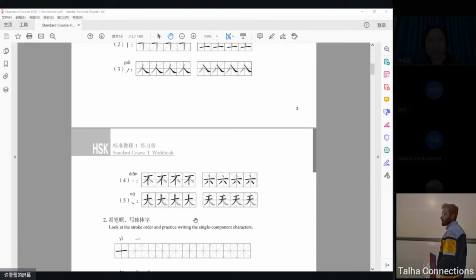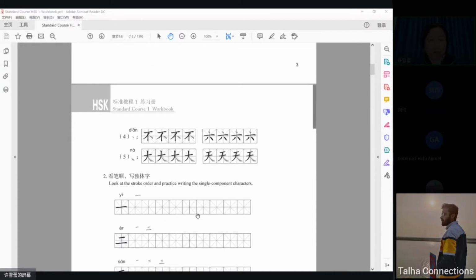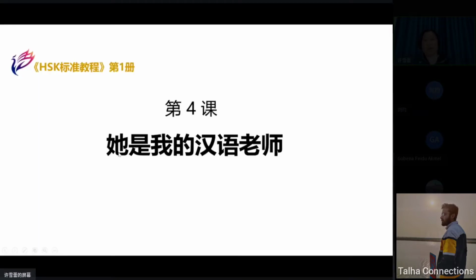Okay, these are the first five strokes we learned. Maybe in the future, we're going to learn more strokes. And the strokes, you know, they are the elements or components of characters. Okay, we're going to continue learning chapter four.